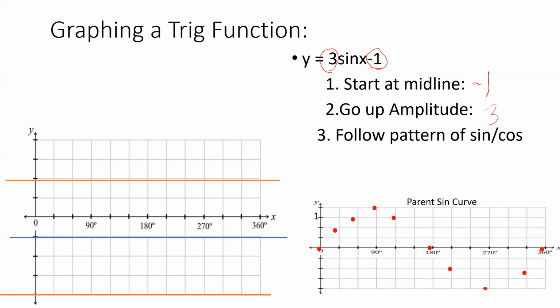And then step number 3 says to follow the pattern of sine or cosine. Since my function is a sine function, I'm going to follow the sine pattern. And that sine pattern goes middle, high, middle, low, middle. Notice that I plotted those at the 0, 90, 180, 270, and 360 markers on our unit circle. Same thing: middle, high, middle, low, middle. Then you can fill it in with some more points to see the curve a little bit more. But there's our y equals 3 sine of x minus 1 curve.